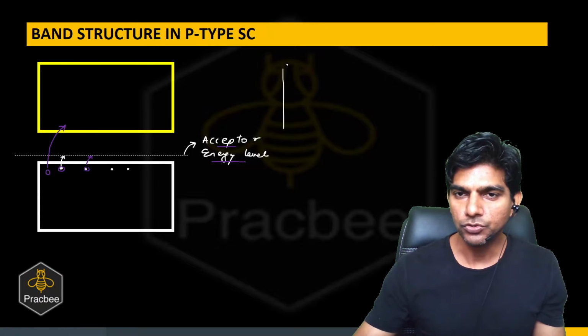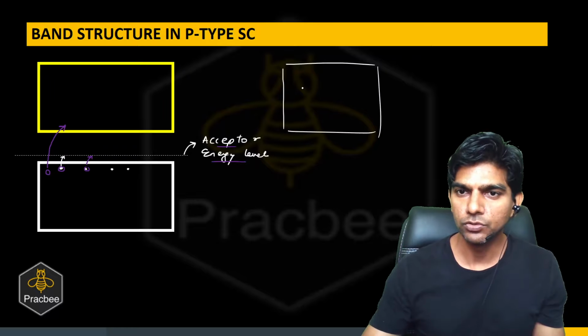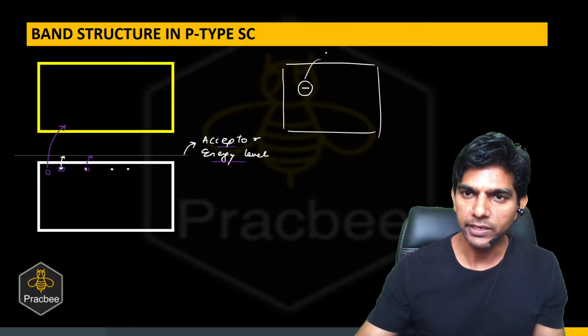And there is one more way to show P-type semiconductor, where we show an acceptor core, right? So this will be the acceptor core.